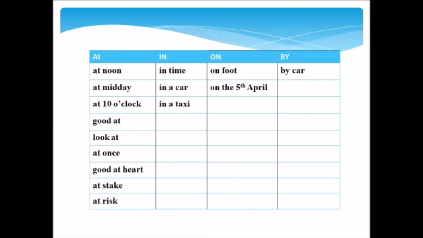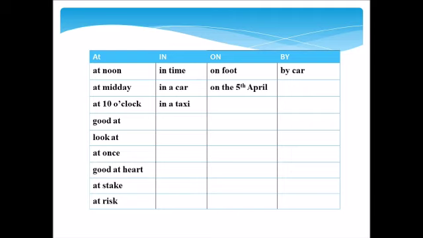Some more prepositional phrases with on are on the right, on the left, on foot. When we go somewhere and we use our legs, we go with the help of our feet. We use on foot, not by foot. Most of the students use this phrase incorrectly. They must remember that we use on foot, not by foot.